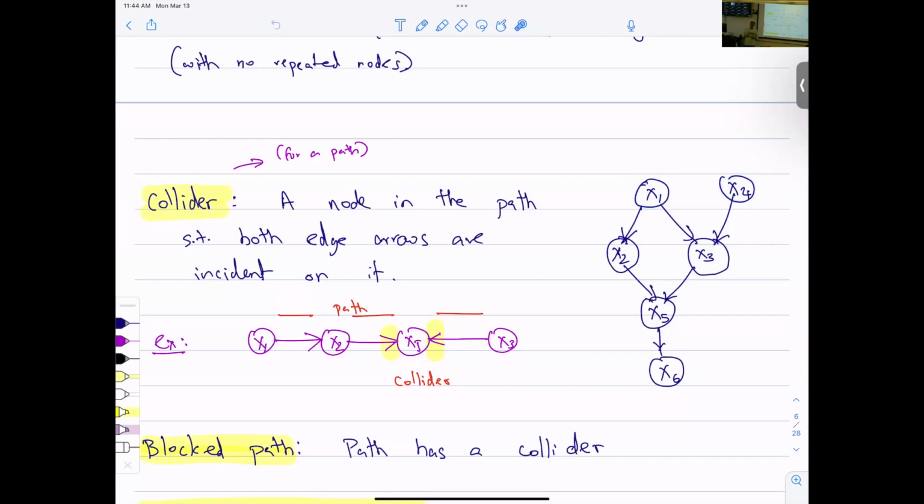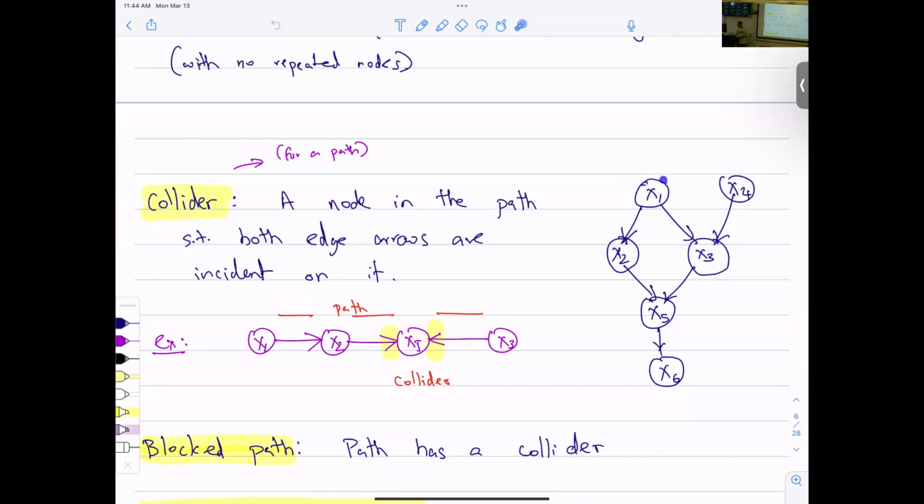I have a basic question about path. A path starts with one node and finishes at some other node, with no nodes repeating. A path is simply an undirected sequence of traversals with no repeated vertex. What do you mean if a path is blocked? So you have to check two paths.